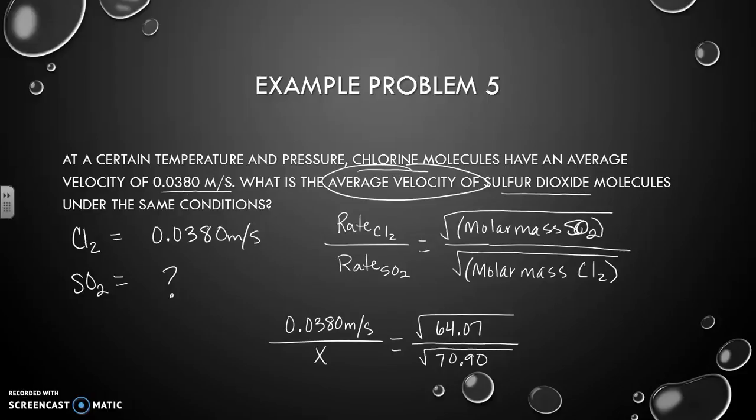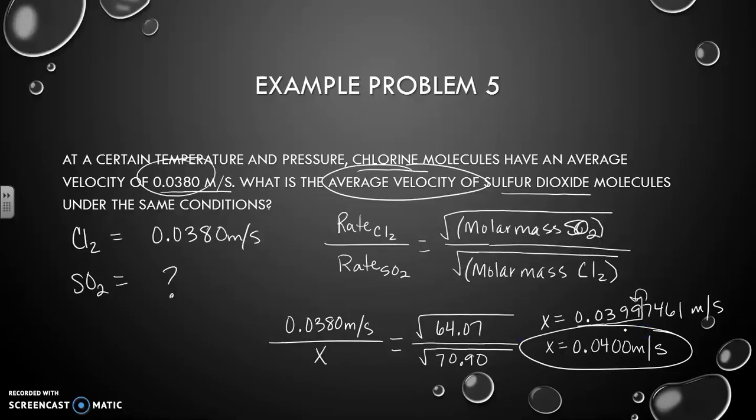You should end up getting, let me get my answer sheet out here because I've already answered it, the calculator is going to give you 0.0399746 and so on. How many significant figures do we want? Three significant figures. So that one doesn't count, that one doesn't count: 1, 2, 3 significant figures. So all of this is going to round up to 0.0400 meters per second. That would be the rate of effusion for sulfur dioxide molecules at the same conditions as the chlorine molecules.